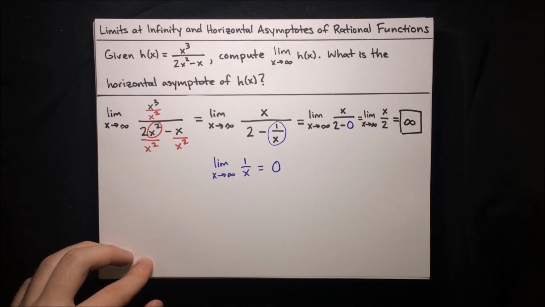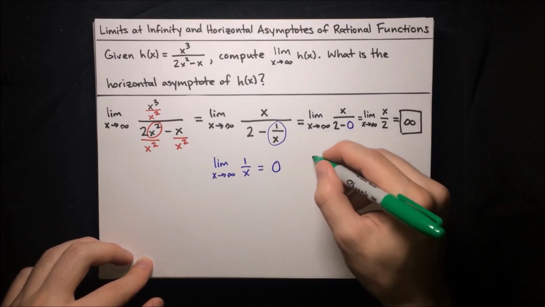Okay, now what about the question, what is the horizontal asymptote of h of x? This is a bit trickier now because we don't have a single number that the function is approaching as x goes to infinity. The function is growing without bound, so it's really not leveling off at any horizontal asymptote. So that means there is no horizontal asymptote. It was a trick question.